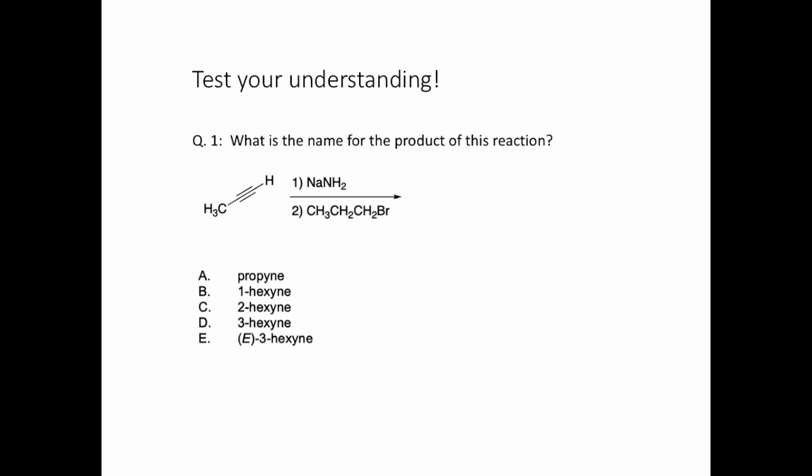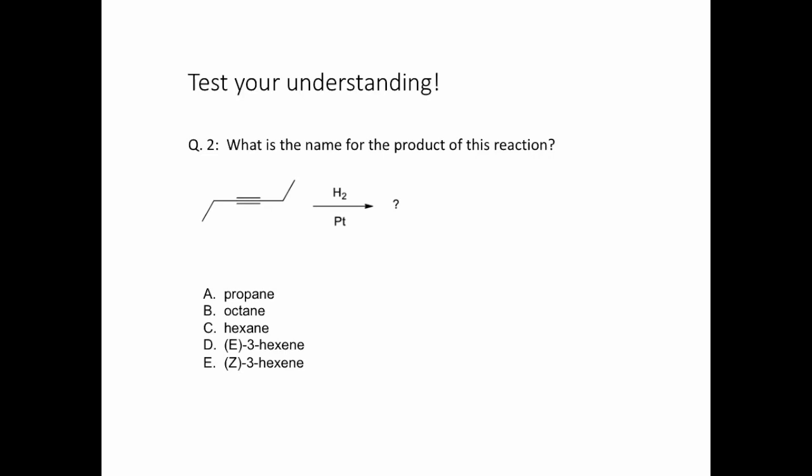Now test your understanding with these next questions. First of all, what is the name of the product of this reaction? So not the name of the reaction, but the name of the product that you make. So you're starting with a terminal alkyne, you're adding sodium amide, which is a strong base, and then you're adding a 3-carbon alkyl bromide. So what will you get when you do that?